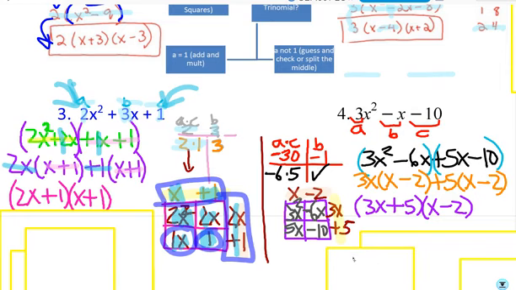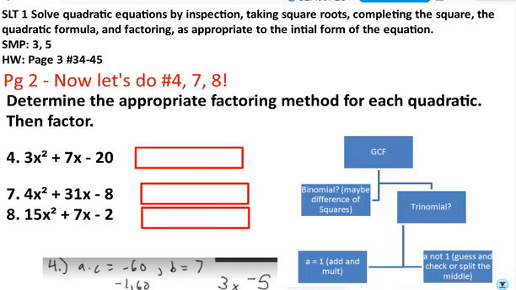It'd be a good idea to pause the video at this time if you need to go over what these methods were for how we did this. Now do page 2. You're going to practice on 4, 7, and 8, which we left undone from Thursday. And these are A not equal to 1 factoring by either box or by our A times C, and then those same factors add to B. So again, pause your video, and I will reveal the answers and how to do them.